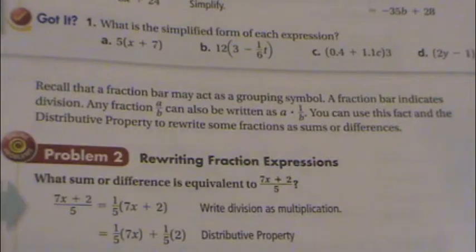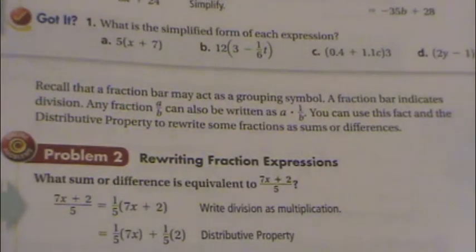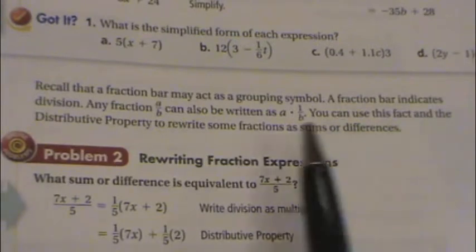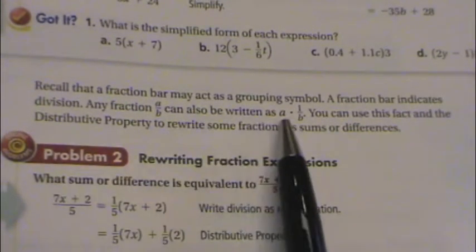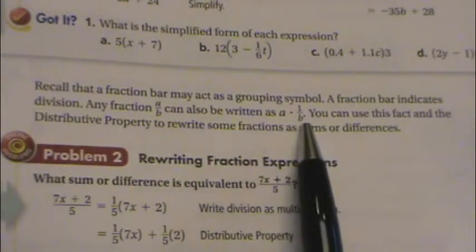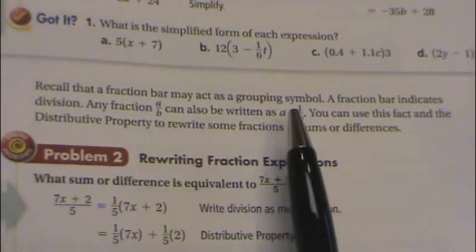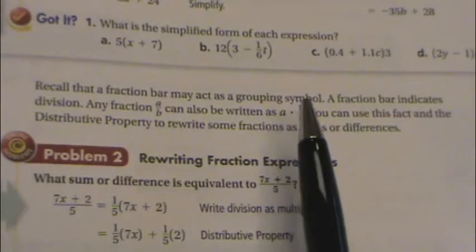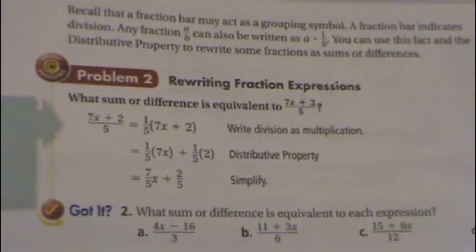Moving on to problem 2. Recall that a fraction bar may act as a grouping symbol. That was a question on the homework not too very long ago. A fraction bar means division. Any fraction written like that can also be written as this: a over b is the same thing as a times 1 over b. We're learning all these little tricks. We're learning how to manipulate numbers legally, if you will, because you're going to do a lot of manipulation when we start working with equations a little more.